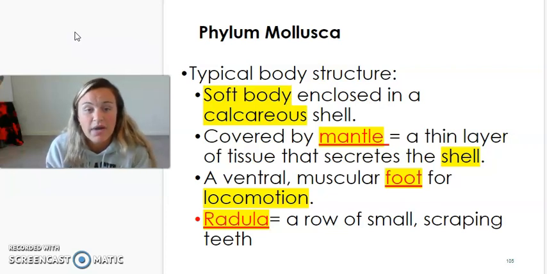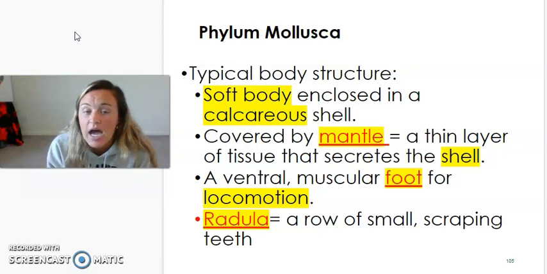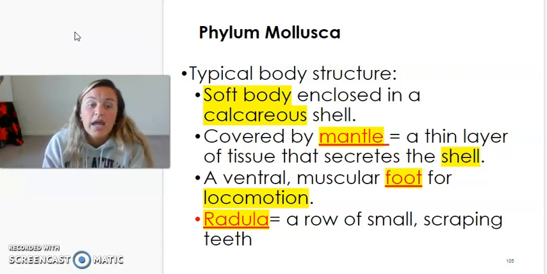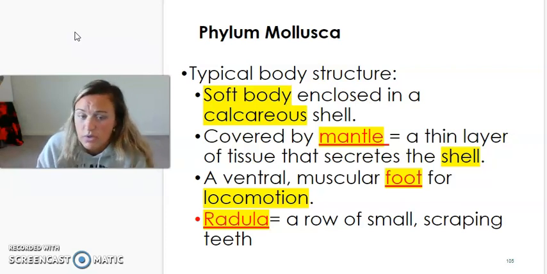We're going to look at class Bivalvia first, which is our clams, our scallops, and our oysters, as well as our mussels. And we're going to talk about what their foot looks like and then how that foot is modified into our class Cephalopoda and our class Gastropoda, which is our snails and our octopuses and our squid.